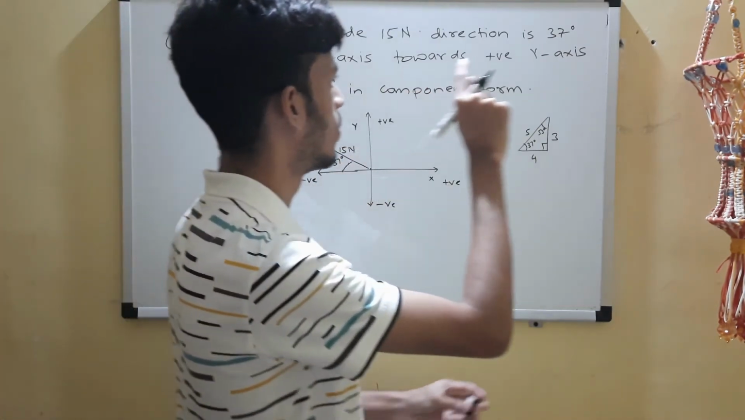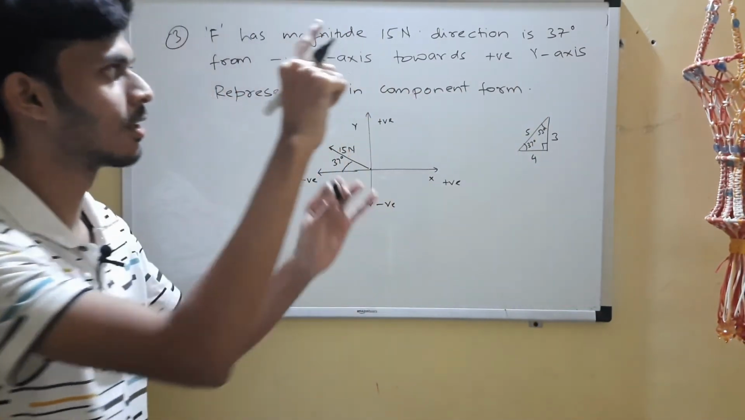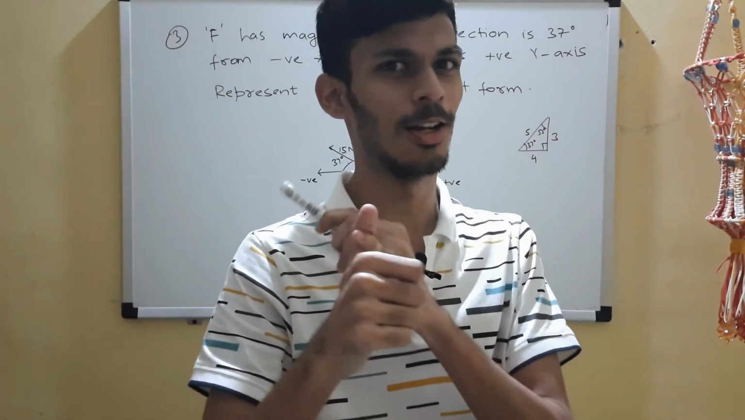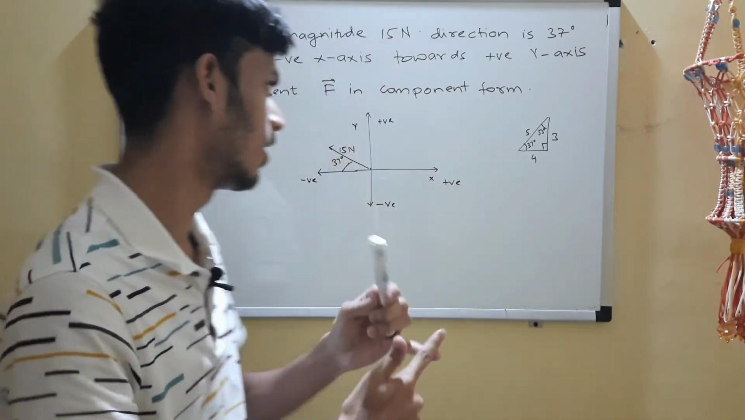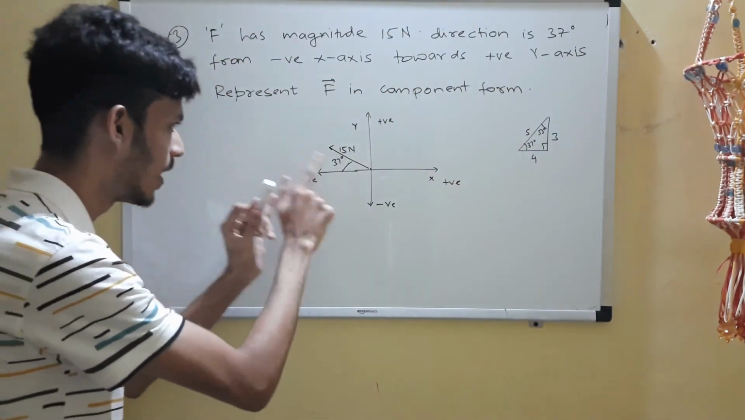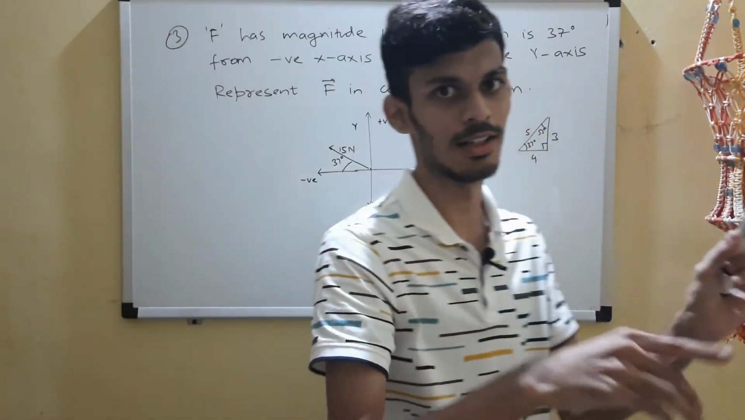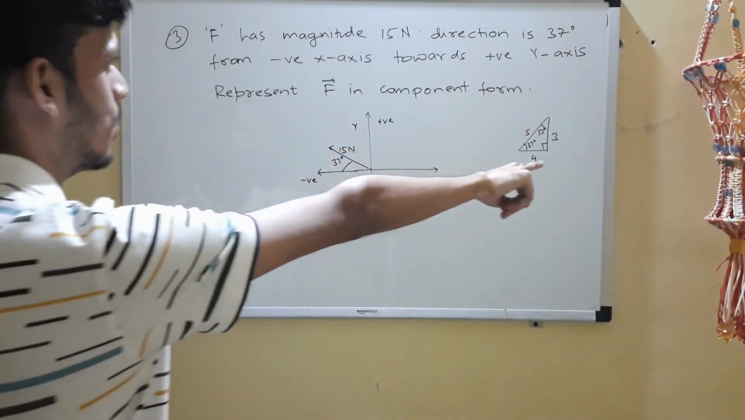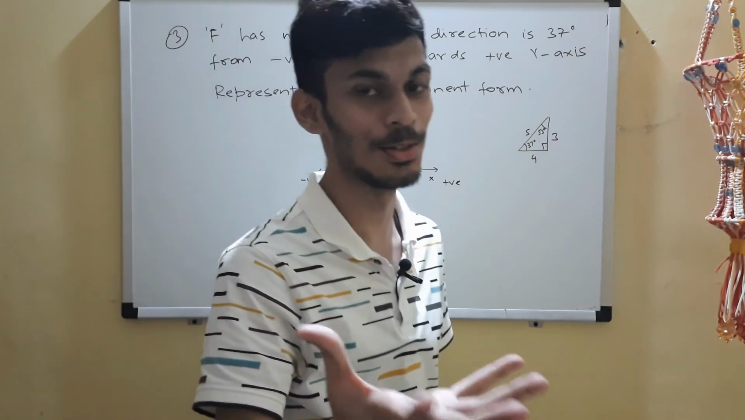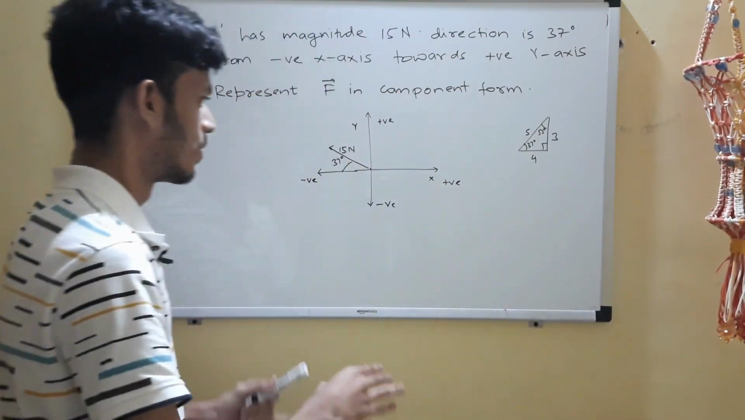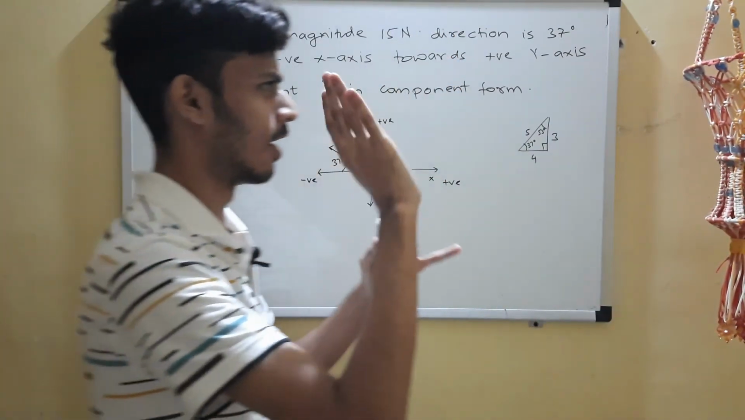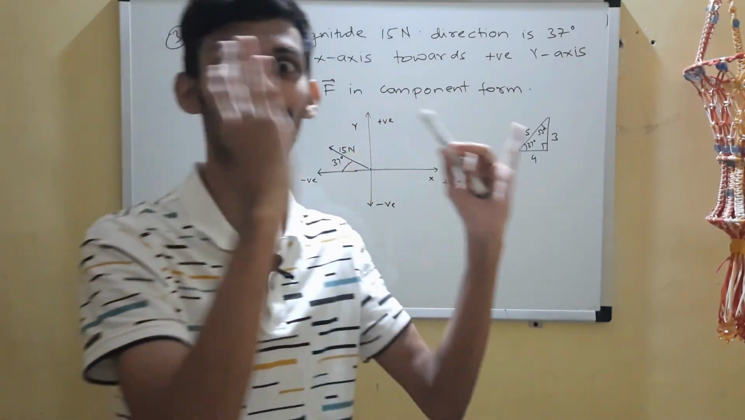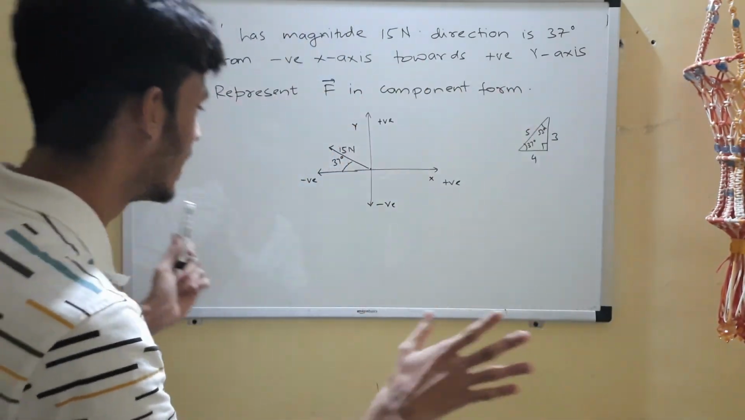Now what do you have to do? You have to find F in component form. So what do you need? A vector along i cap and a vector along j cap. So you have to break this vector in two parts, one along i cap and one along j cap. You are given the angle, you know this. So you can use the trigonometry logic, right? You have to break the vector into one along x and one along y, one along horizontal and one along vertical. So that's very simple.